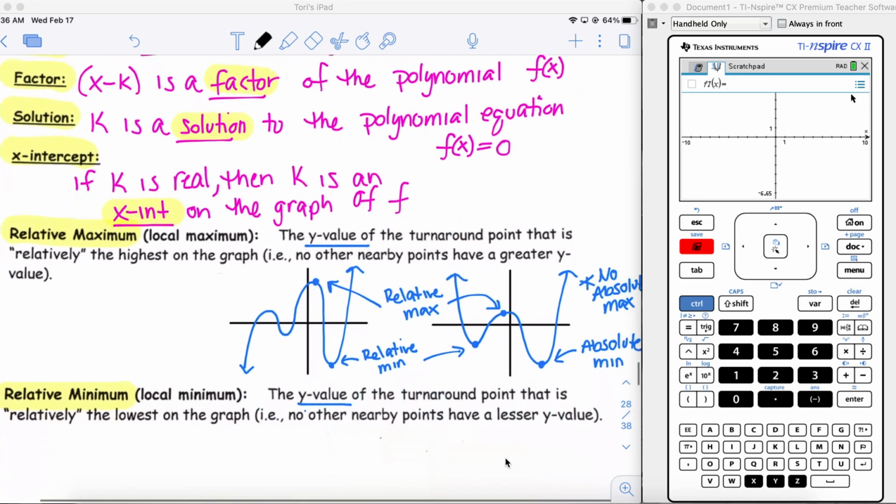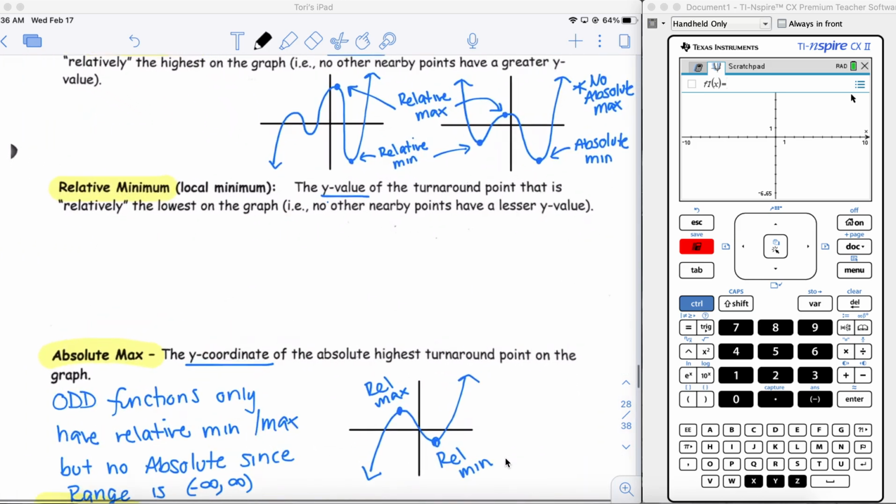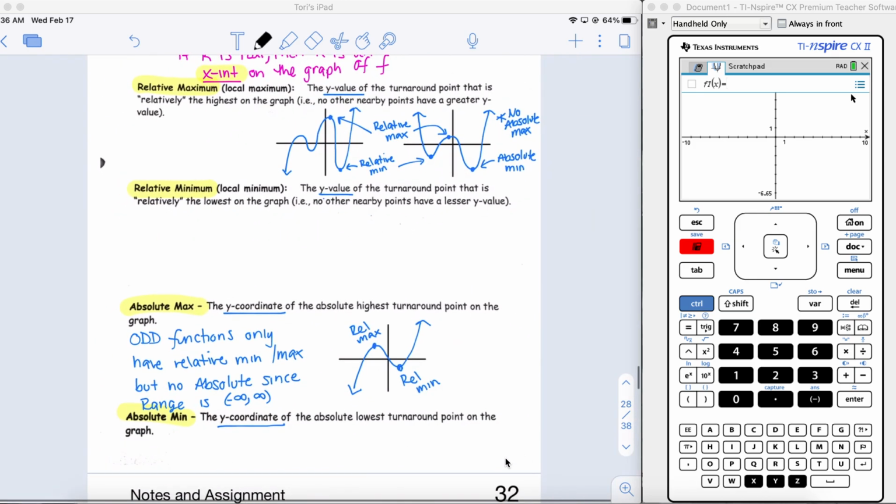All right, let's talk about mins and maxes. Okay, we know in a basic function, maximum means the highest point, minimum means the lowest point. But when we're talking about polynomials, you're going to have more than one type of maximum and minimum. You're going to have relative minimum and maximum, which means he's like the highest around here or the lowest around here, but he's not the highest of the whole polynomial. He's not the lowest of the whole polynomial. That would be called absolute.